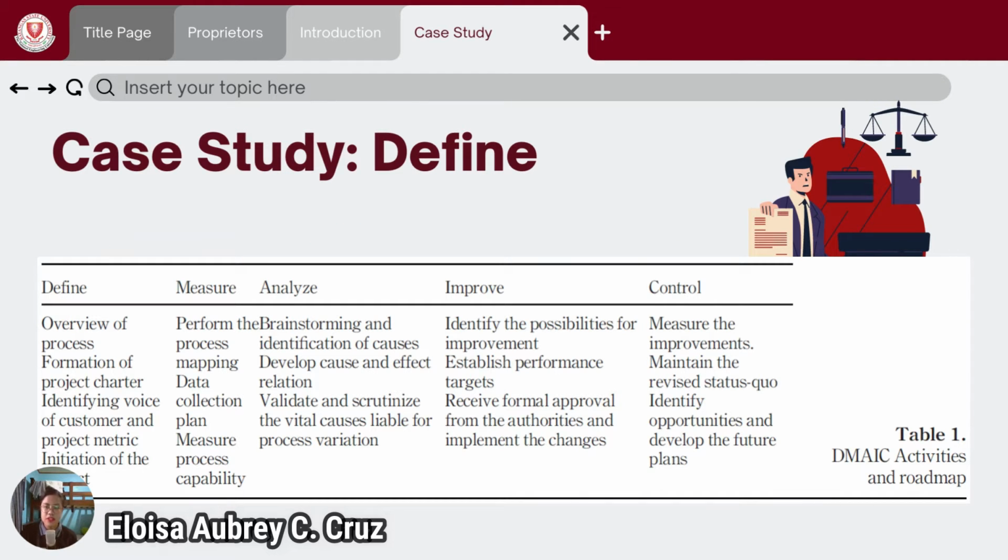The DMAIC approach of Six Sigma was emphasized all the way, starting with how to define the problem encountered in the industry. Second is the measure, where verification of data integrity and establishing baseline metrics happens. Analyze, where validation of root cause happens. Improve the process, and the last is the control, where the sustenance of the improvement and establishing control plans occur.